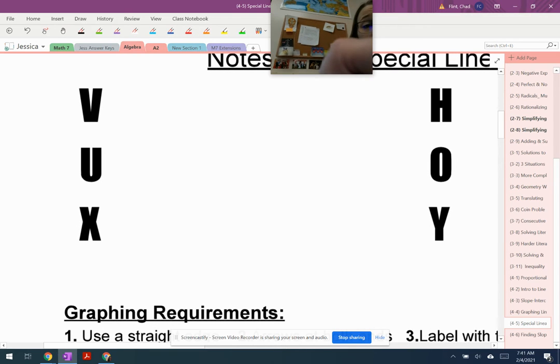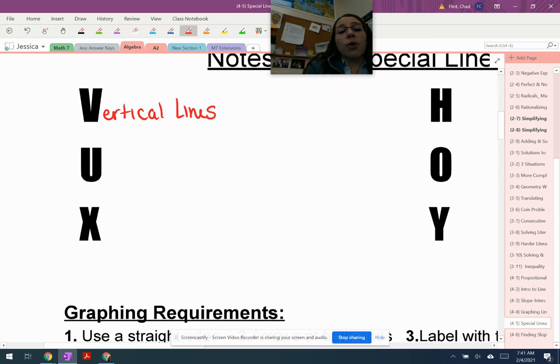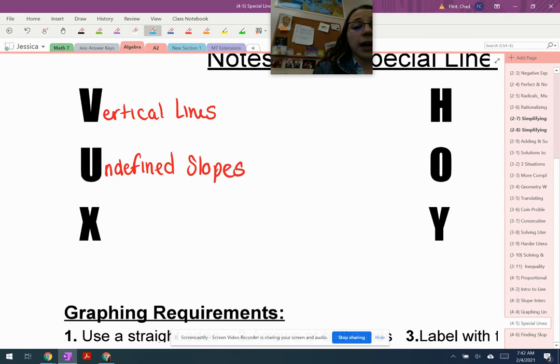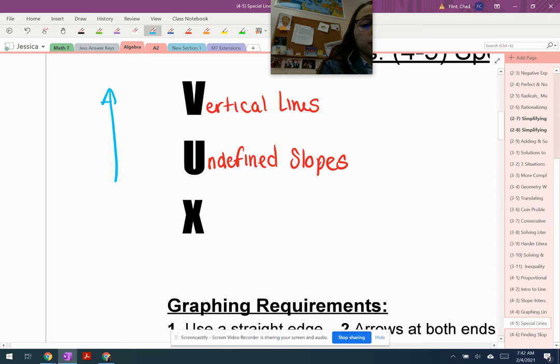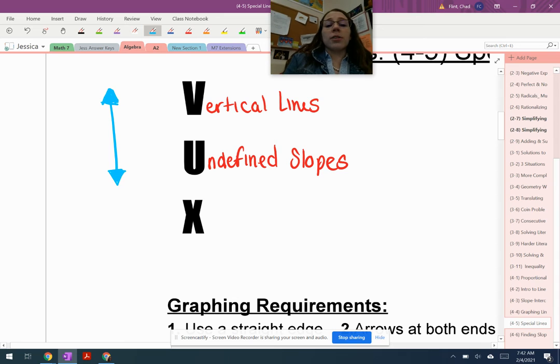So the V in VUX stands for vertical lines. So vertical lines have undefined slopes, right? When I'm talking about a vertical line, if I'm talking about my little person trying to walk up that, they cannot walk up that wall. They're not Spider-Man. So that has an undefined slope, right? I can't walk up that anyway.